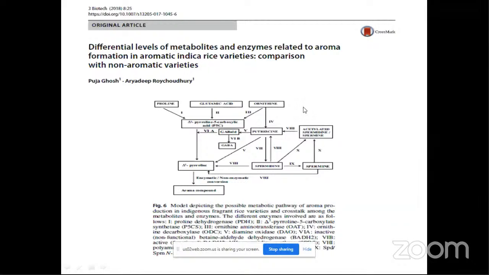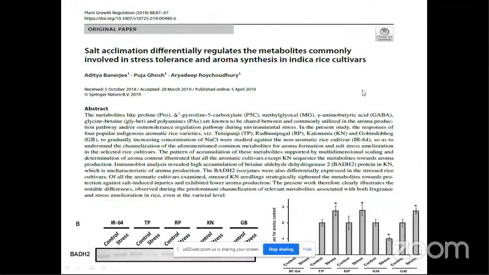Anyway, my interest is more on what happens when these aromatic rice varieties are challenged with stress, because at that time these metabolites will be confused. Will we go towards aroma formation, or will we save the plant? Survival is one of the first priorities in any living system, whether a plant or an animal. So at that time, the plant will be confused whether to follow aroma formation or channelize these metabolites towards stress tolerance.